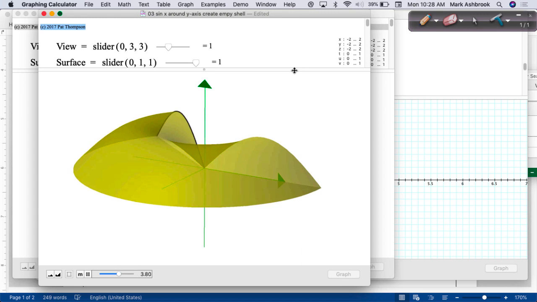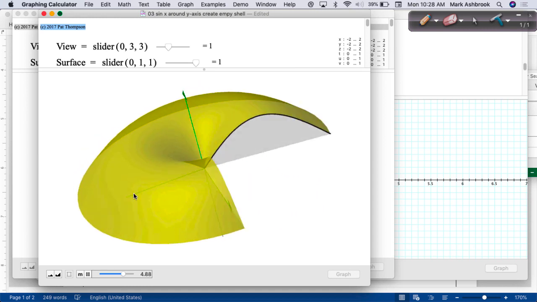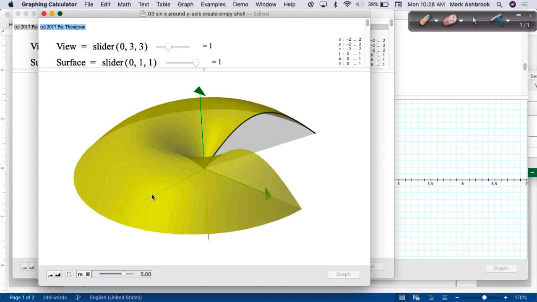You guys know what a bundt cake is? Or are those out? Or those old school? Yeah, so it's kind of like a bundt cake.